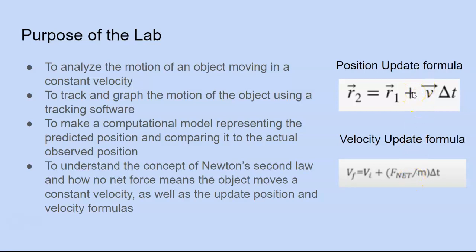The update position formula states that the final position is equal to the initial position plus velocity times delta t, and the velocity update formula states that the final velocity is equal to the initial velocity plus the net force over the mass times delta t.